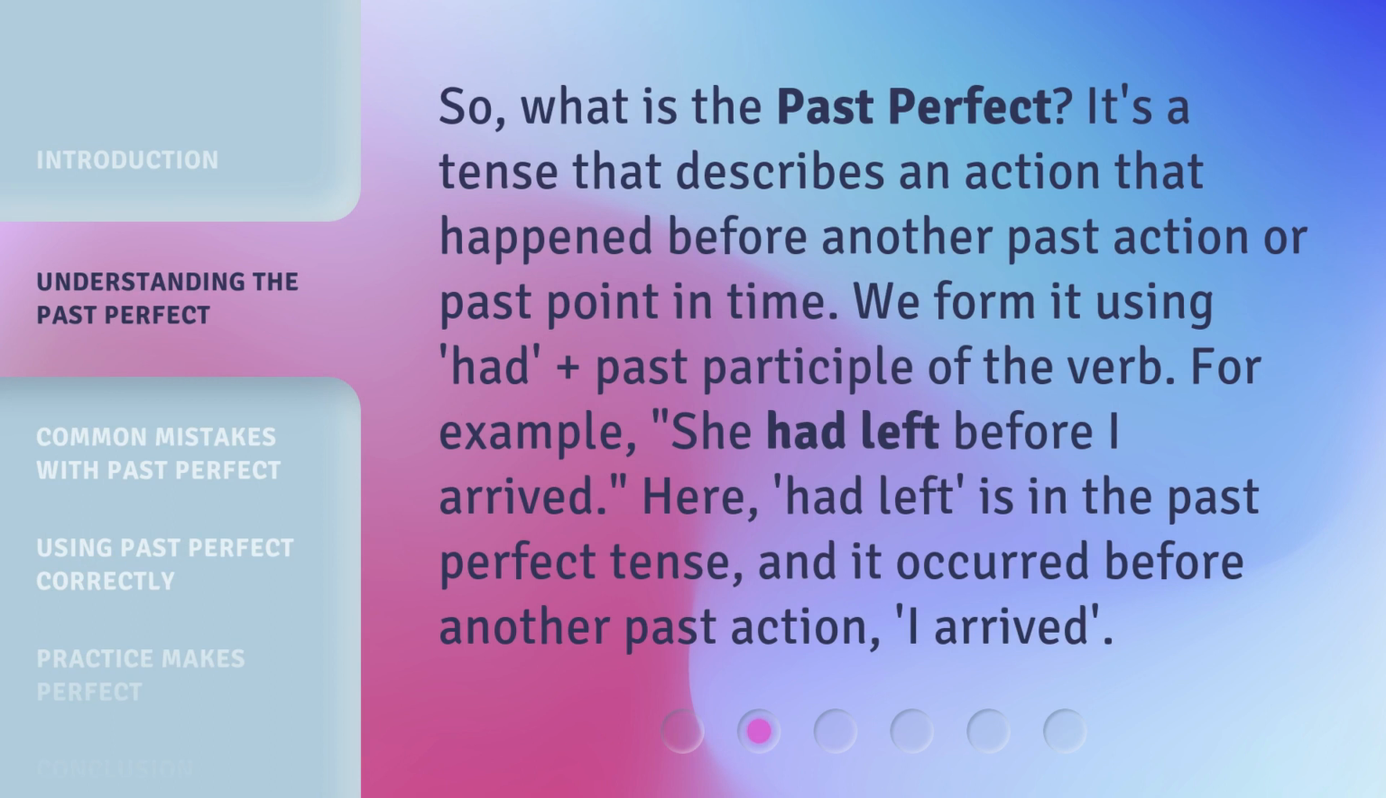So, what is the past perfect? It's a tense that describes an action that happened before another past action or past point in time. We form it using had plus past participle of the verb. For example, she had left before I arrived. Here, had left is in the past perfect tense, and it occurred before another past action, I arrived.